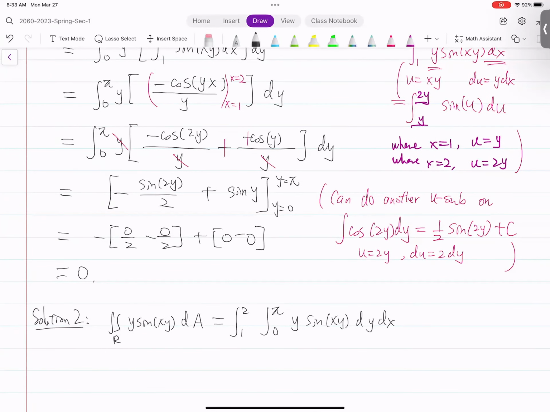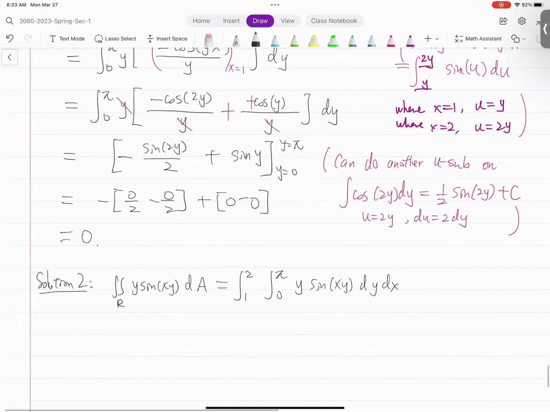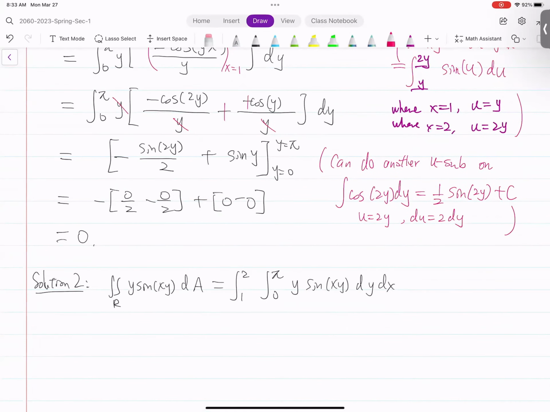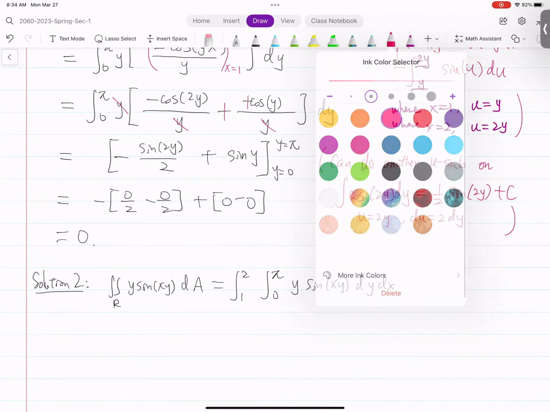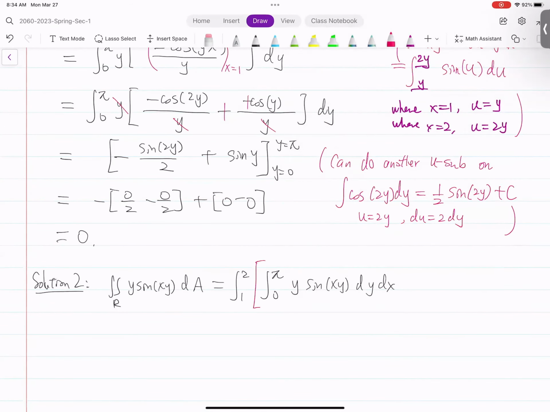Now if you're looking at this, this is a function of y on the inside, which is y times sine of xy. So this is a product. How do we handle the product? It's going to be integration by parts. Let me write down the bracket here also, just to specify.